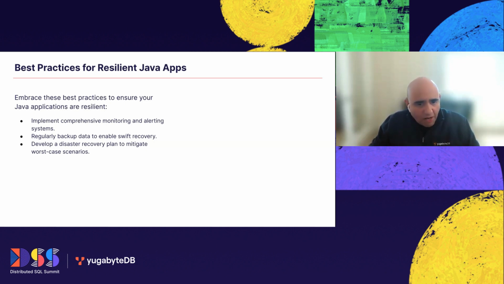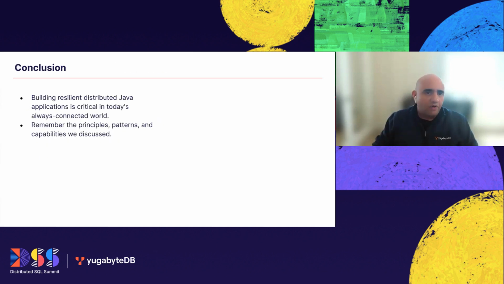They ensure you are well prepared for the unexpected and can respond swiftly to challenges. As we conclude, I want to emphasize the importance of our journey today. Building resilient distributed Java applications is not just an option. It's a necessity in our constantly connected world. Remember the key takeaways we explored together: the principles, the design patterns, and the capabilities that empower you to create robust, always-on applications. With these tools in your arsenal, you are well equipped to meet the demands of today's digital landscape and deliver exceptional experiences to your users.